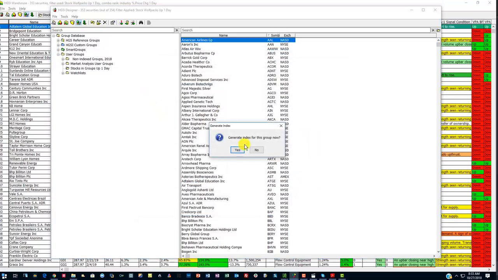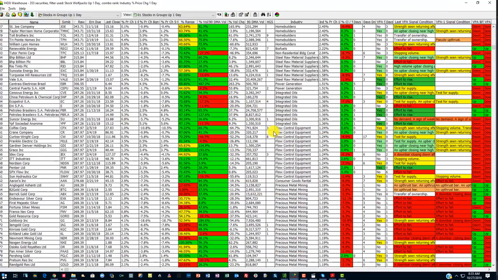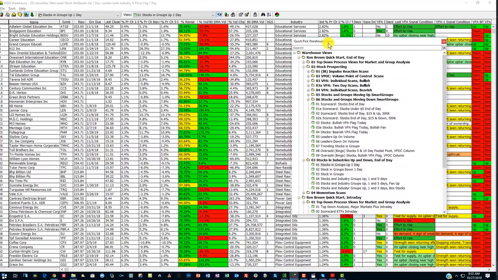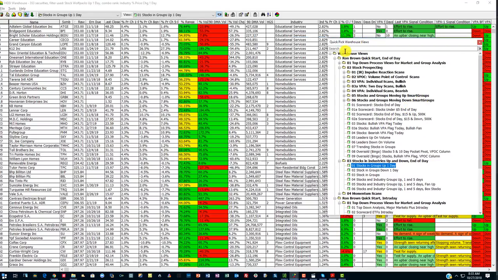Okay, and I'm going to go into that group, and you can see that these are sorted by industry. Now, you can do secondary sorts if you want to, but I'm not going to do that. Instead, what I'm going to do is I'm going to bring up my views, and I'm just going to run through a few things here. So we know these stocks were up on Friday, and I'm just going to click on scorecard.